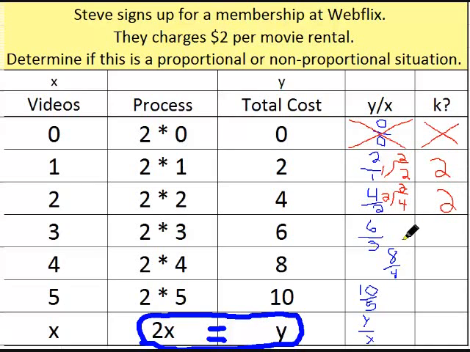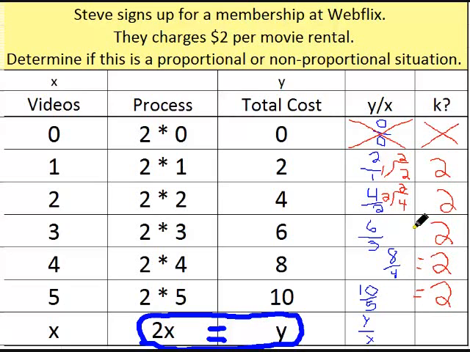6 divided by 3, well, that's 2. 8 divided by 4, 2 also. 10 divided by 5, 2. We got the same number every time. That means all of these fractions are equivalent. Each one of them equals 2.